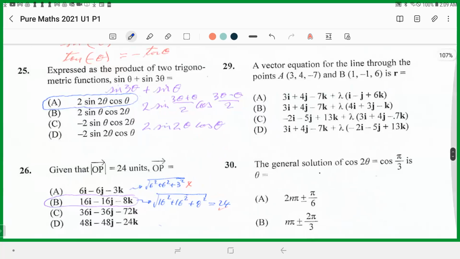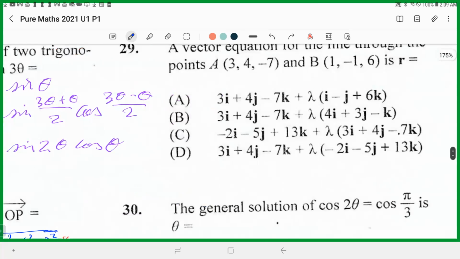The vector equation of a line through these 2 points is r equals... So basically you need the vector AB for the direction. These are the direction components. You need the vector AB, right? So the AB vector, right, zoom up and right here. So the vector AB, the direction.